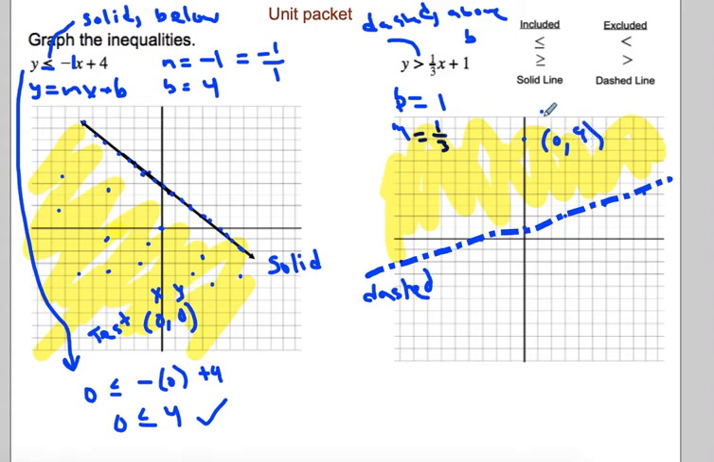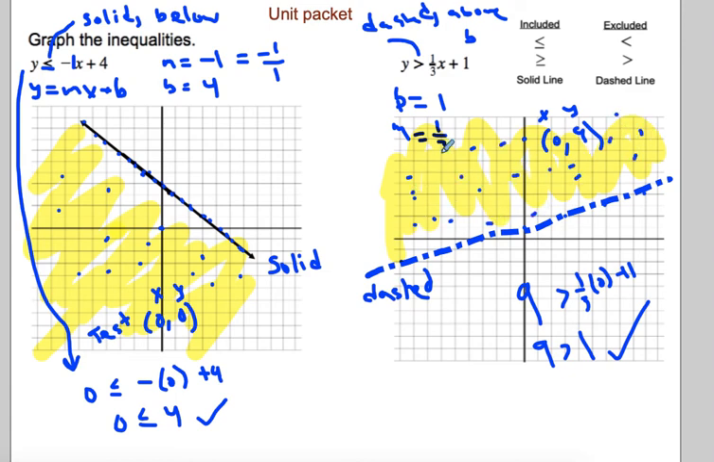So if I replace the x with 0 and the y with 9 in this inequality, I'm going to get 9 is greater than 1/3 times 0 plus 1. 1/3 times 0 is 0. 0 plus 1 is 1. Is 9 greater than 1? Certainly it is. So you pick a point that works, and that means everybody else on this side of the line will work as well. There's an infinite number of points that work, and that's that: dashed, shaded above.